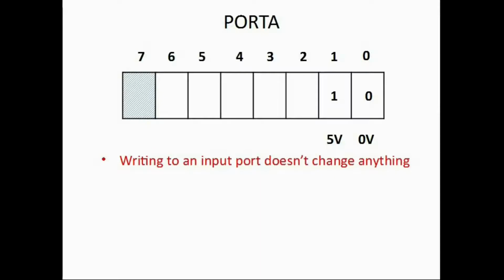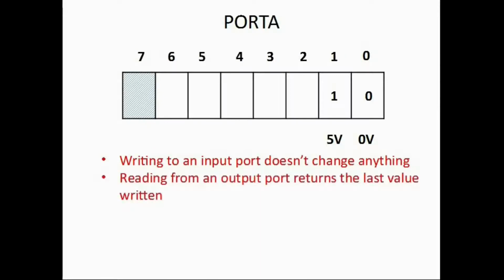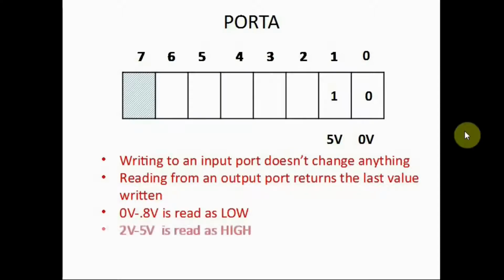So what about reading bits in this port? Reading an output pin simply gives the value I've written before. But reading an input pin like RA5, for example, reads the voltage on that pin. So if the pin is connected to any voltage between 0 and 0.8 volts, you read a 0. And if it's connected to anything between 2 and 5 volts, you read a 1.